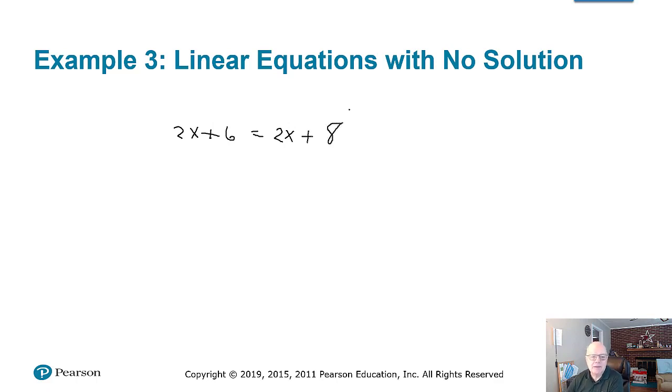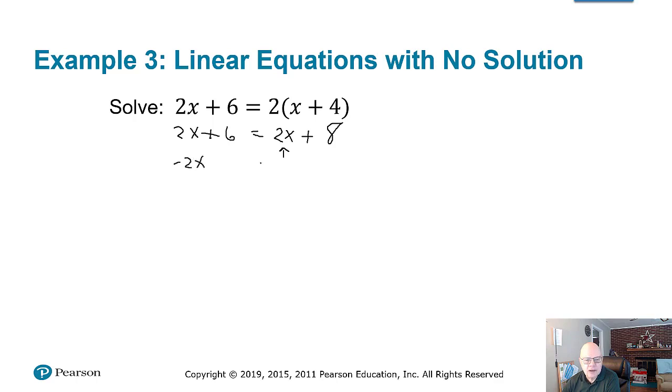Now what's next? There we go. What's next is you want to get all the x's on one side, all the numbers on the other side. So let's get rid of this 2x. So we'll subtract 2x here, subtract 2x there. What do we have so far? Well, just 6 over here, and over here we have 8.